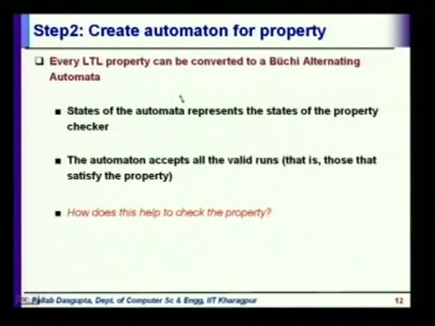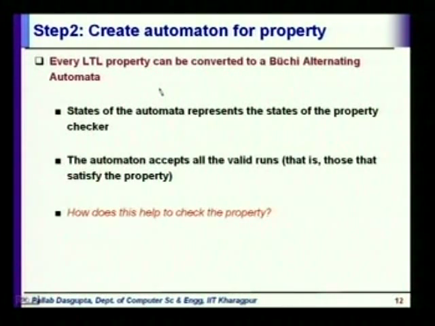Now, so that is about creating the automaton for the finite state machine extracted out from the implementation. Now, we look at the property side. For the property, we first note that every LTL property can be converted to a Büchi alternating automata. I am going to talk about that later on in more formal terms.